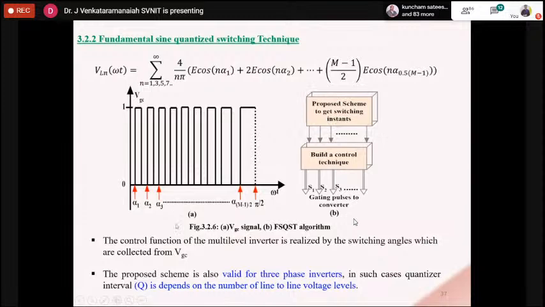Once you get these angles, you can directly give them to the switches, then the switches will operate accordingly and you will get the output voltage waveform. This can be applicable for three-phase systems also, where we have to consider the VP value as the line to line voltage peak value, not the phase voltage peak value. Q depends only on line to line voltage values.